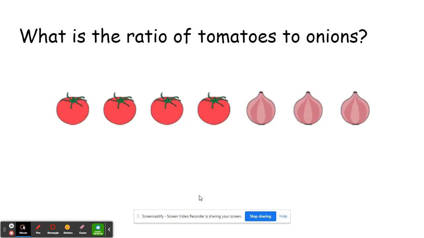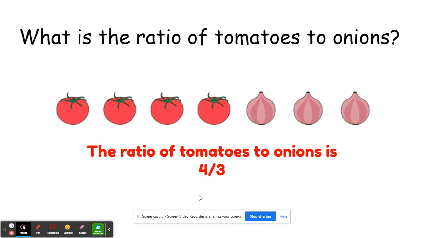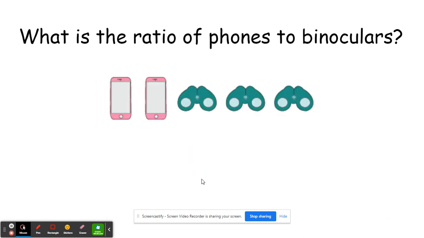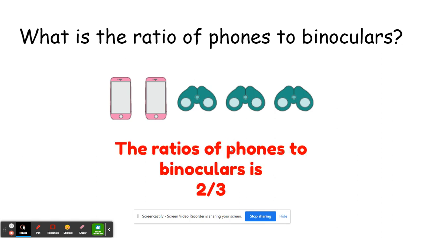So here, let's go ahead. Tell me, what is the ratio of tomatoes to onions? The ratio of tomatoes to onions is 4/3. What is the ratio of phones to binoculars? The ratio of phones to binoculars is 2/3. And really, just to write a ratio, we don't even have to simplify it for these. We're just writing how many things of each we see and comparing them to each other.